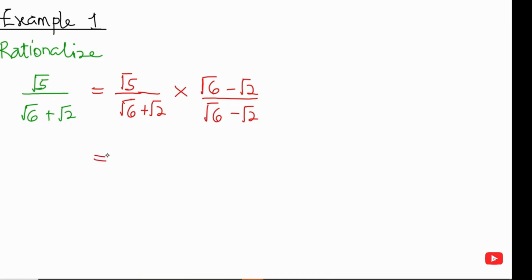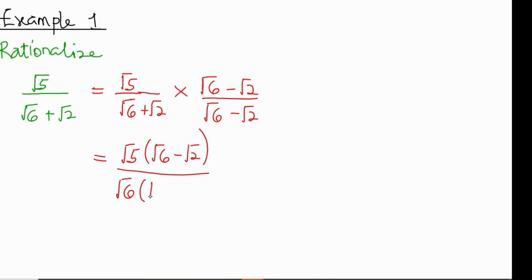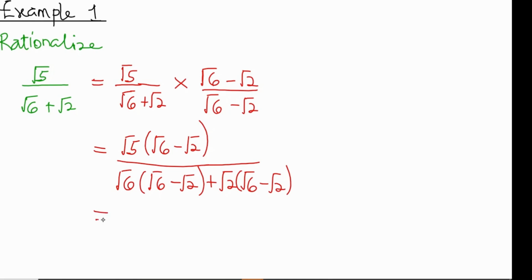So the next step is to multiply square root of 5 by square root of 6 minus square root of 2, divided by square root of 6 multiplied by square root of 6 minus square root of 2, and then we have plus square root of 2 being multiplied by square root of 6 minus square root of 2. Now once this is done, we continue with the multiplication. Square root of 5 times square root of 6 gives us square root of 30 at the numerator, and minus square root of 5 times square root of 2 gives us square root of 10.